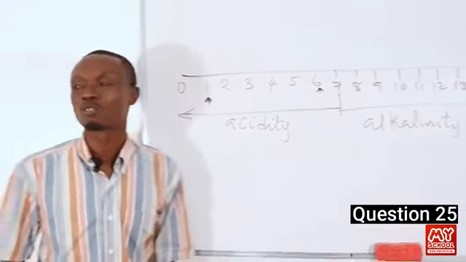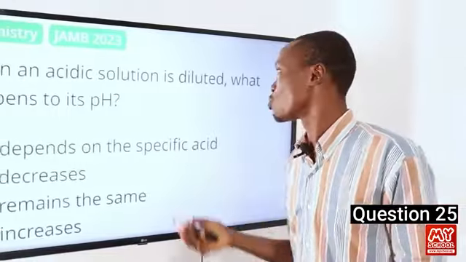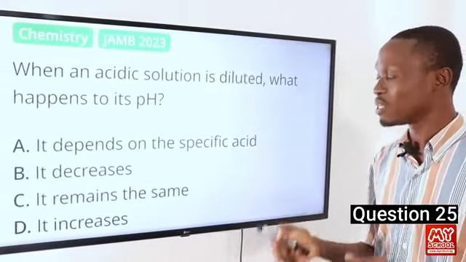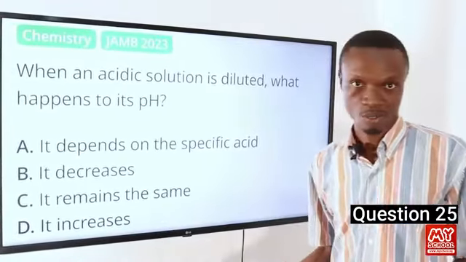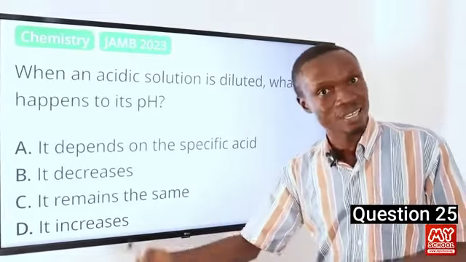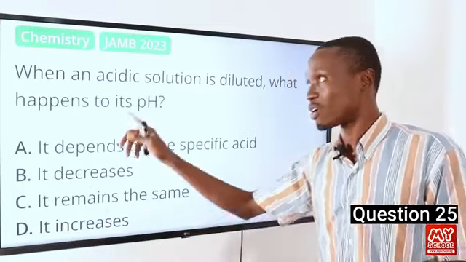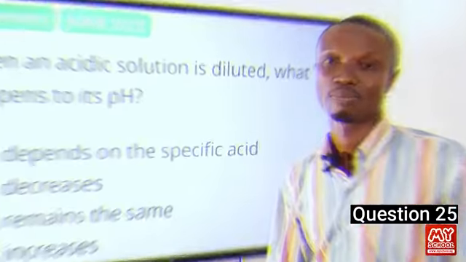So let's move over to the screen to pick the correct answer. When an acidic solution is diluted, the pH will increase, because the higher the pH of a solution, the less acidic that solution is. So that is why D is the correct option to this question.